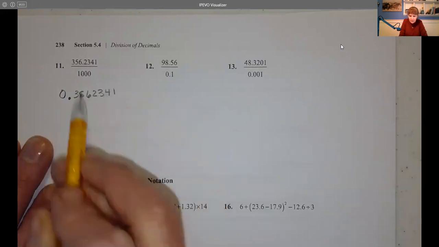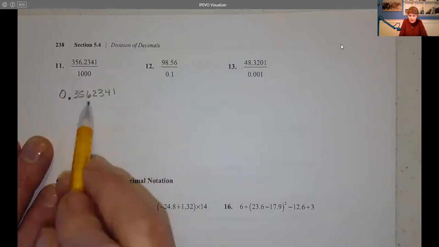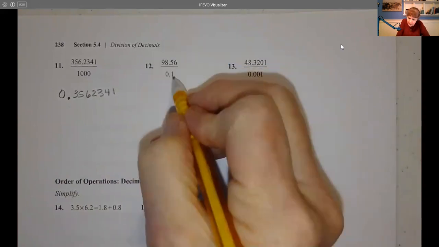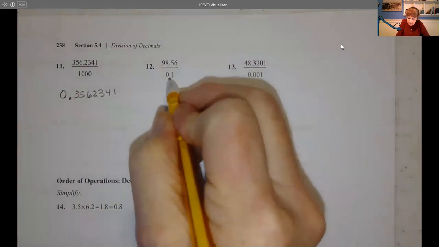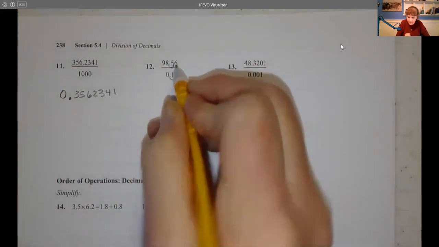0.3562341. So I just took the decimal where it's at and moved it to the left 3 times. Okay, 12 and 13 are different. They look different than number 11. So what do you do if you have a decimal there? Well, just like what I told you on that sheet before, you need this to be a positive 1. So you move it over once, you move it over once.